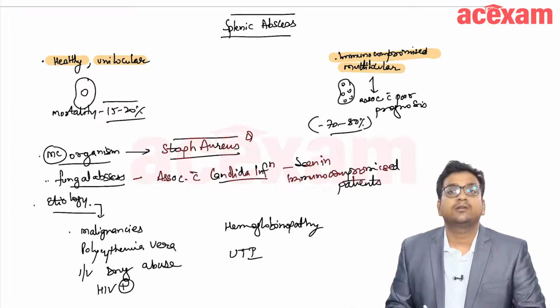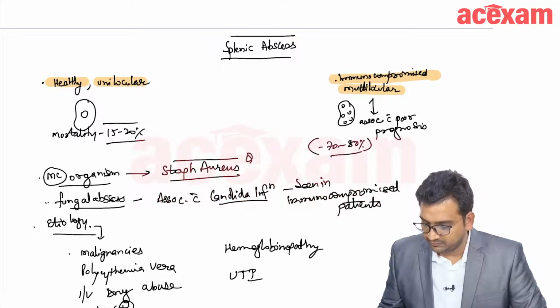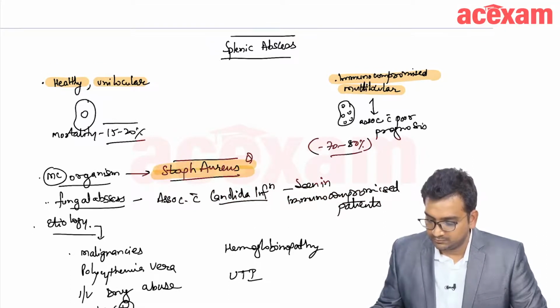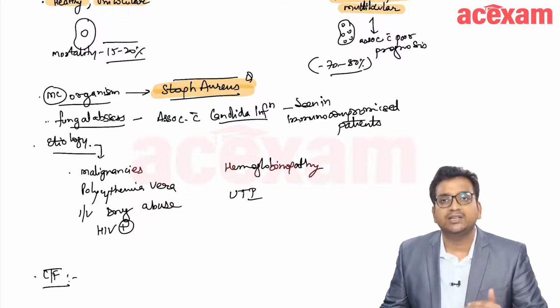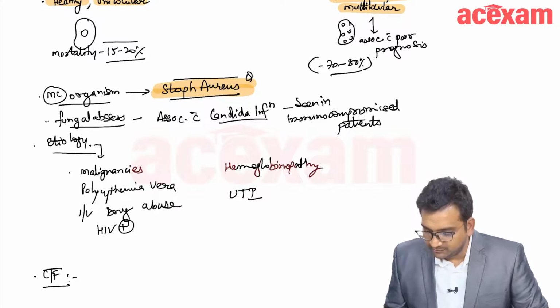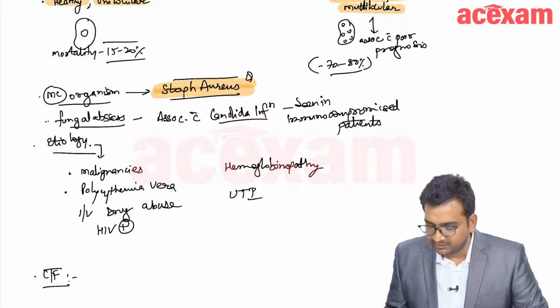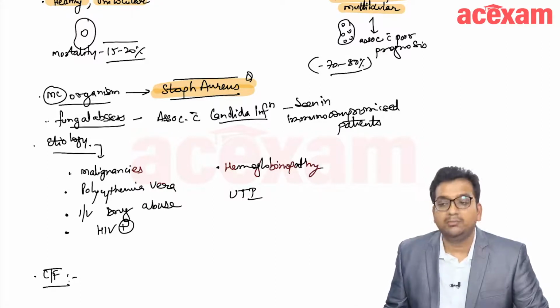Okay, now the most common organism is Staph aureus. Now, what is the etiology of splenic abscess? The etiology is due to any malignancy, polycythemia vera, IV drug abuse, HIV positive patient, some hemoglobinopathies, or presence of UTI. These are the causes of splenic abscess.